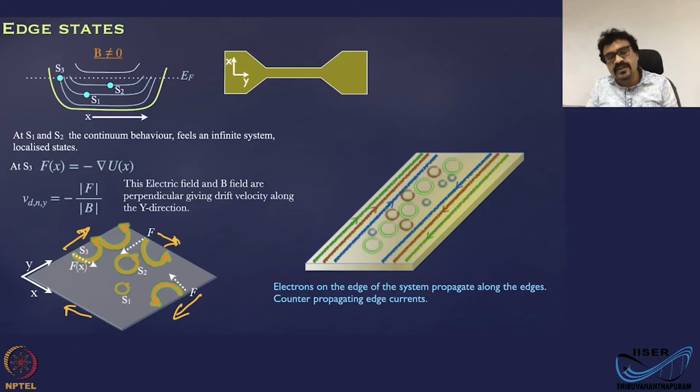So there will be a drift of these states, which is given again by the Lorentz condition, where the direction is perpendicular to both the field and the force. That is along the edge, because the force is normal to the edge, so the electrons are going to move along the edge.